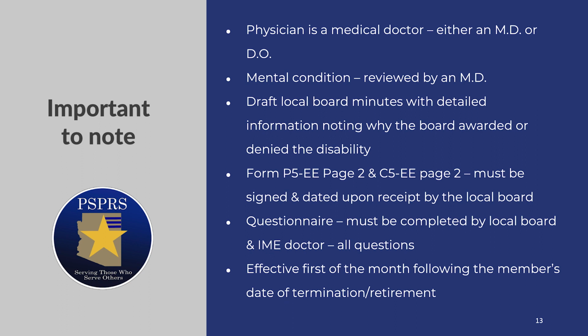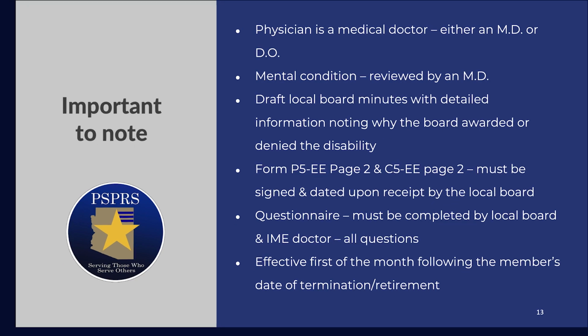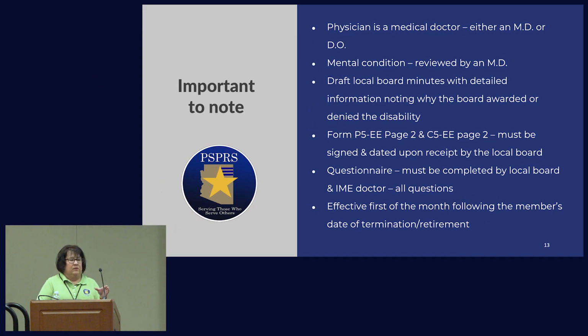So the physician needs to be a medical doctor for a physical injury, either a medical doctor or a DO. For a mental condition, it still needs to be a medical doctor that reviews this information. Any other type of doctor, a PhD or whatever, we do kick those back to the board and ask them to have an MD review the information and meet with the member and provide that report. It's important to sign and date the forms on page 2, because not only does it start the 90 days, but it helps us know if that disability needs to be retroactively paid.